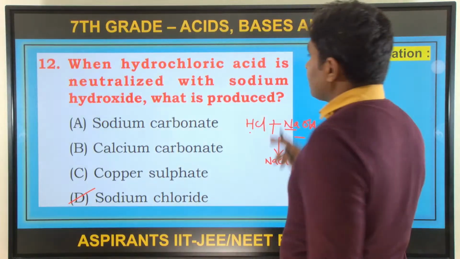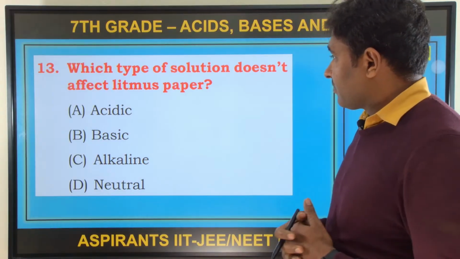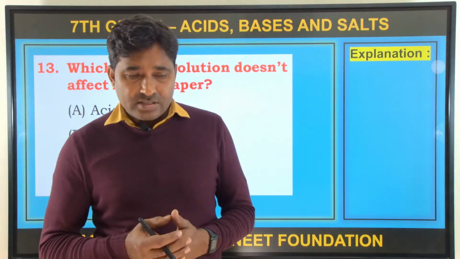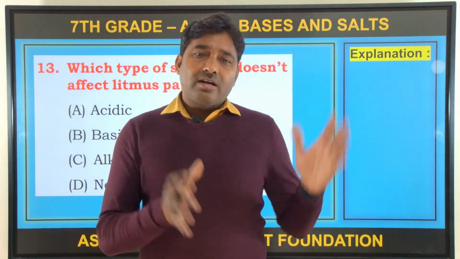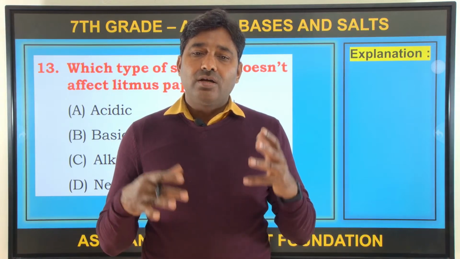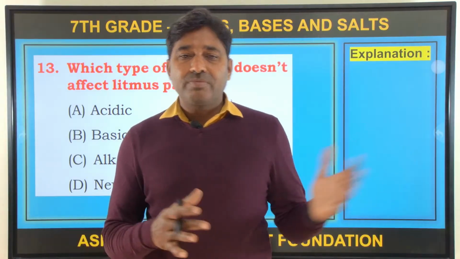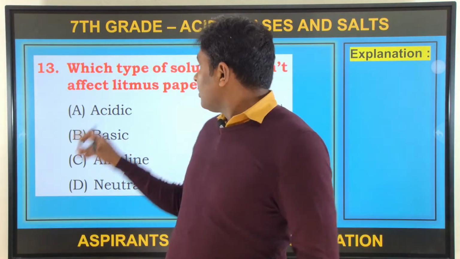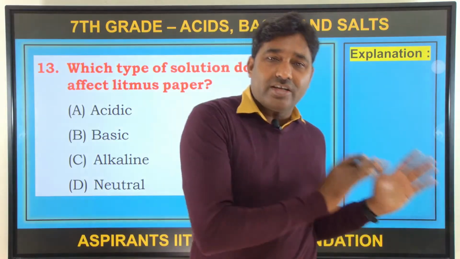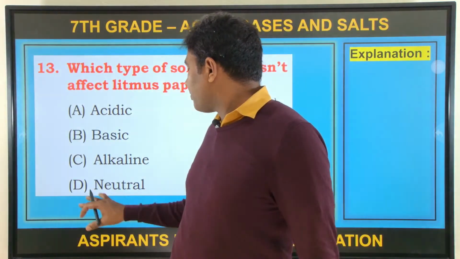Now we go to the next question. Which type of solution does not affect litmus paper? Just now we discussed that indicators show characteristic colors with acidic media and basic media. In neutral components, they do not show any color change, because only in acidic and basic media are they going to change their colors. So a solution that does not affect litmus paper should necessarily be neutral in nature. A neutral one does not affect the color of the litmus paper.